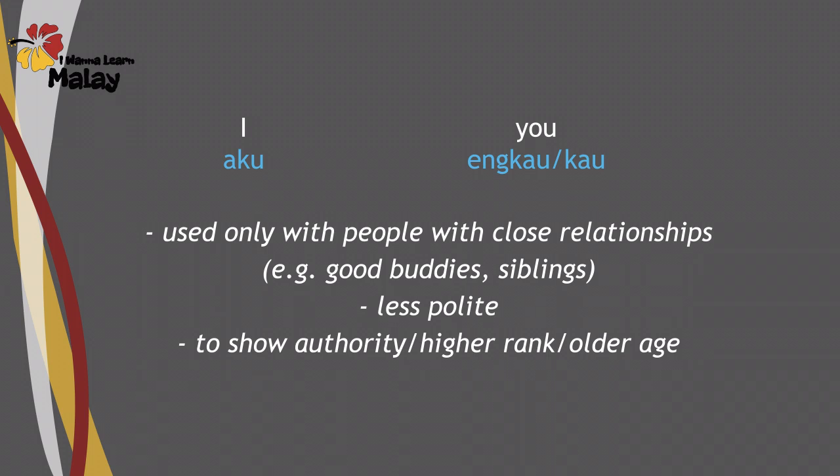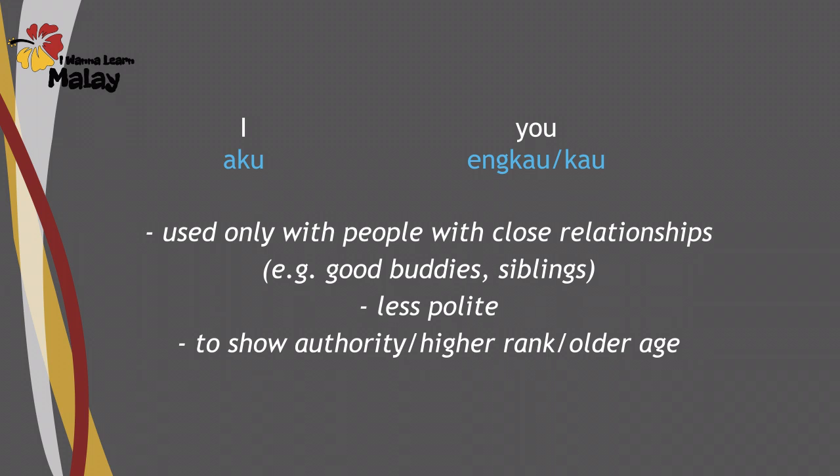Moving on to aku, engkau, or kau. So these are used when speaking to those who are more familiar to us or close to us. For example, it can be amongst very close buddies or friends, and sometimes among siblings even. So usage of aku and kau are in situations where it's okay to be loose in politeness because we're comfortable with the other person. Besides that, it is used to show authority over someone.